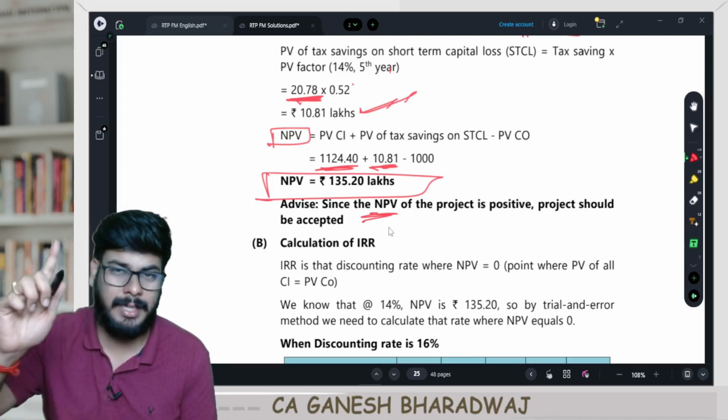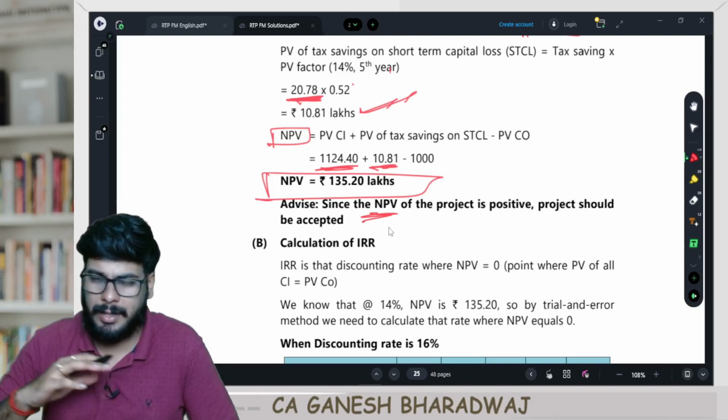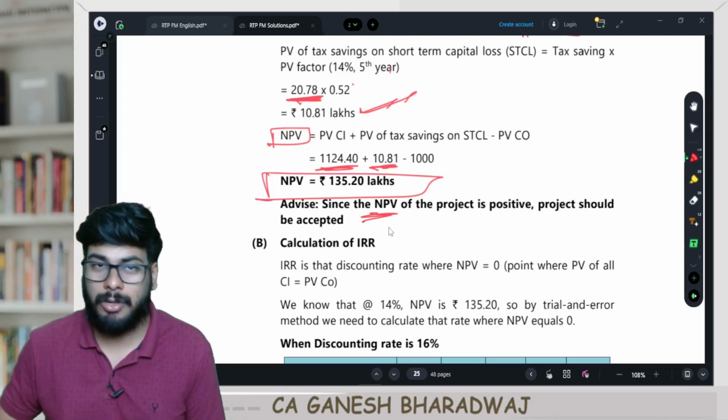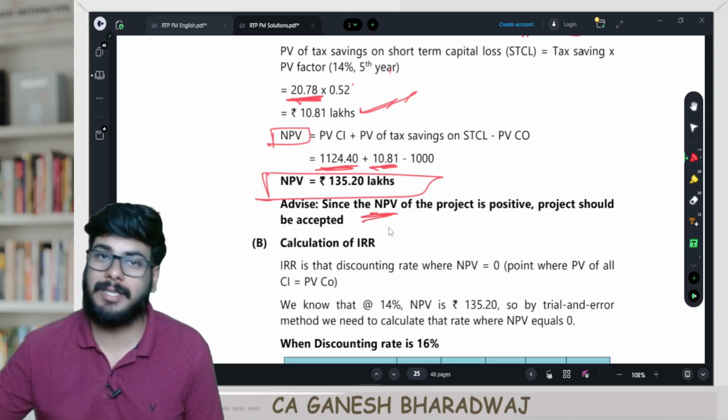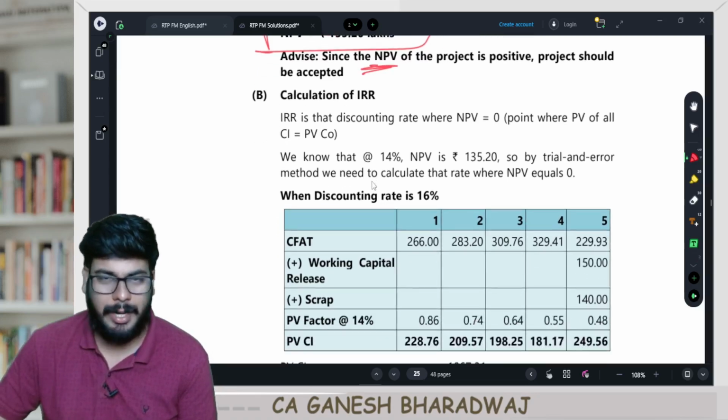Pretty much straightforward, guys. So there's only one thing that is slightly different from the questions that institutes generally ask, that is with respect to computing the tax impact on your short-term capital loss. In fact, we've done one question in our regular lectures as well regarding this. Now, the next one is regarding calculating IRR.